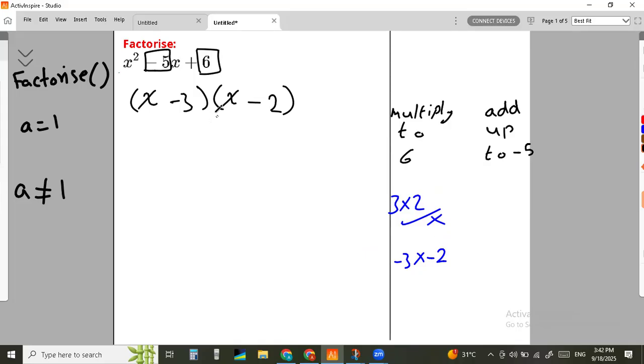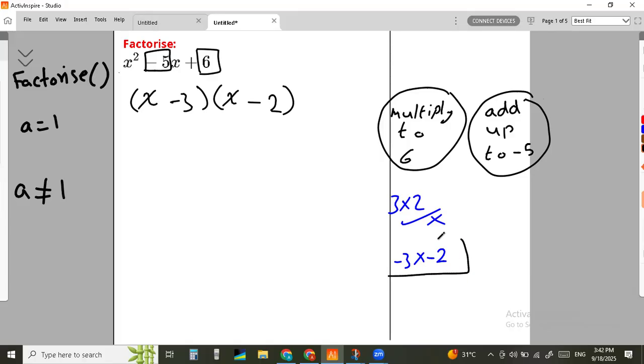So once more, I just looked for two numbers that multiply to give you 6, and if you add them up, they give you -5. We came up with -3 times -2 is 6. -3 plus -2 is -5. So the answer is -3 here in the first pair of brackets, -2 there in the second pair of brackets.